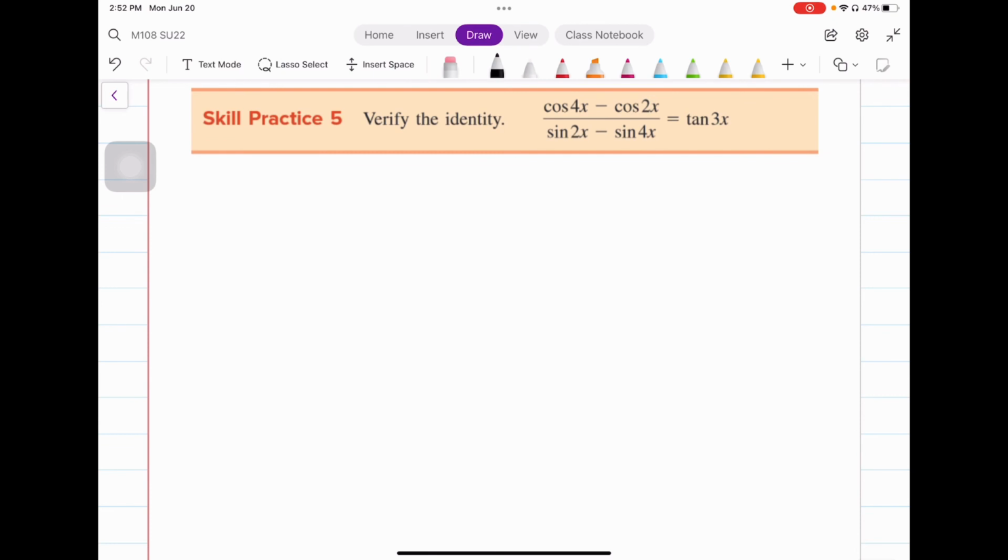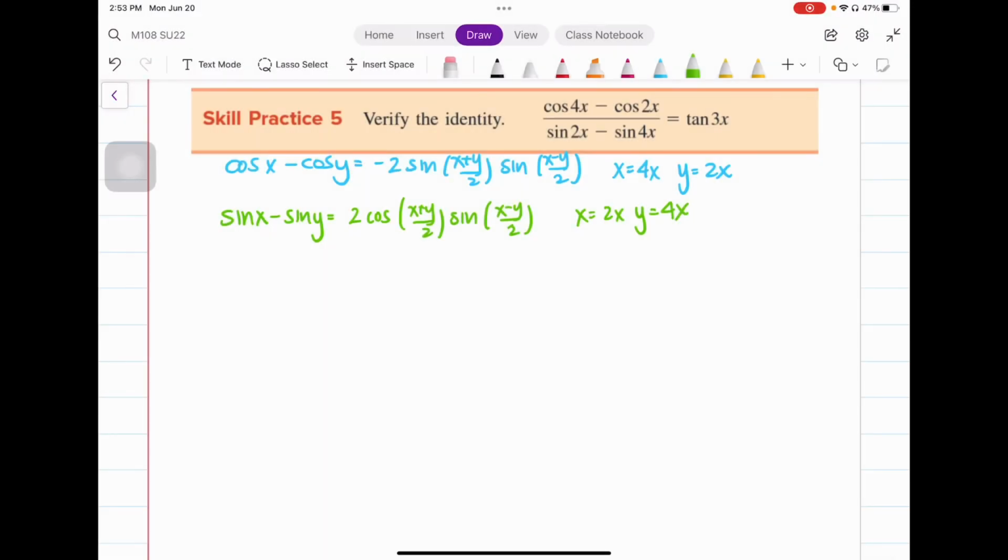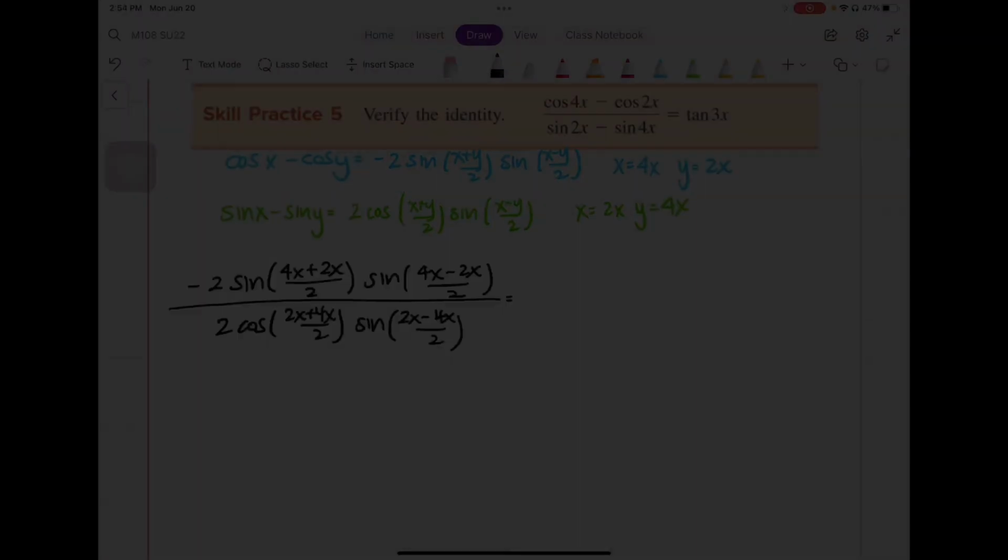Lastly, let's verify this identity. We have a difference of cosine and a difference of sine. So we're going to go from differences to products, but it's just using a negative. Let's recall the sine and cosine formulas. In the numerator, x is going to be 4x and y is going to be 2x, and in the denominator, x is going to be 2x and y is going to be 4x.